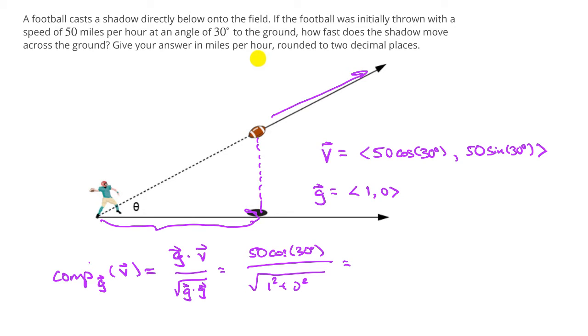Our actual answer is just 50 times the cosine of 30 degrees, which is root 3 over 2. So our answer is 25 root 3. If we round this to 2 decimal places, we have a value of 43.30127 miles per hour.